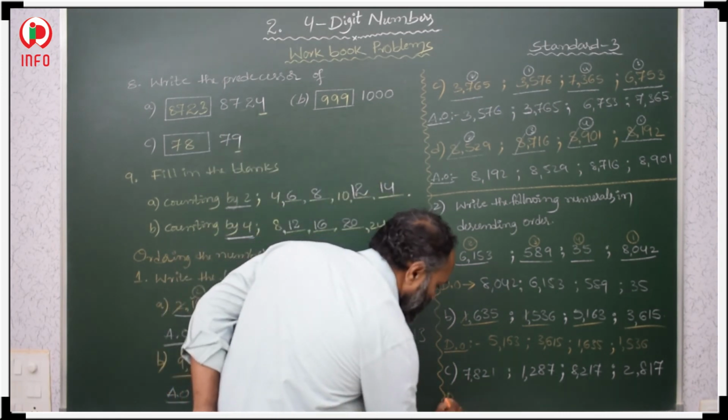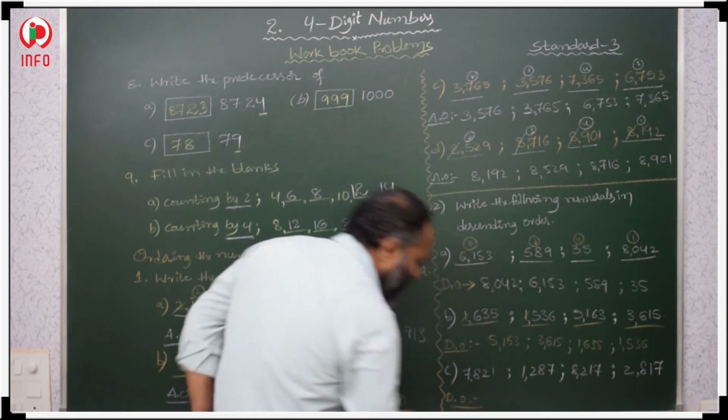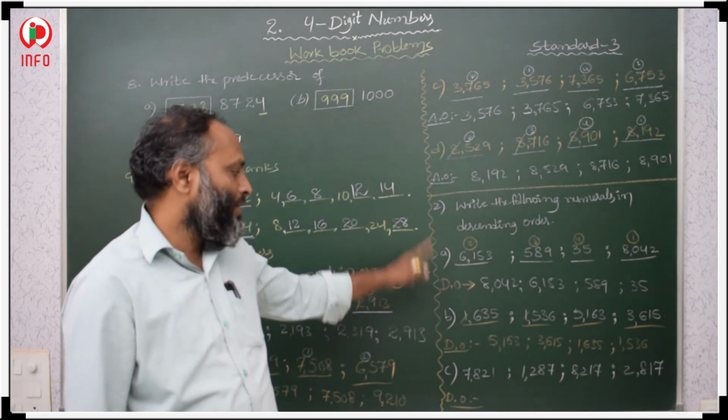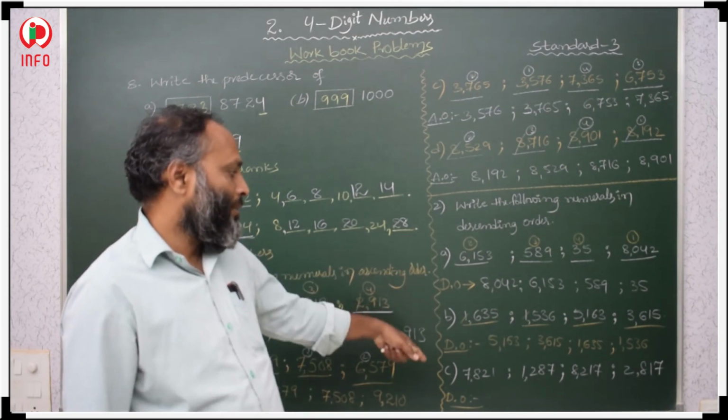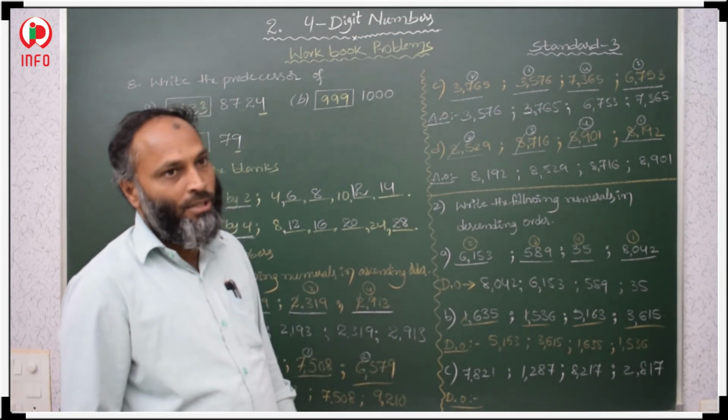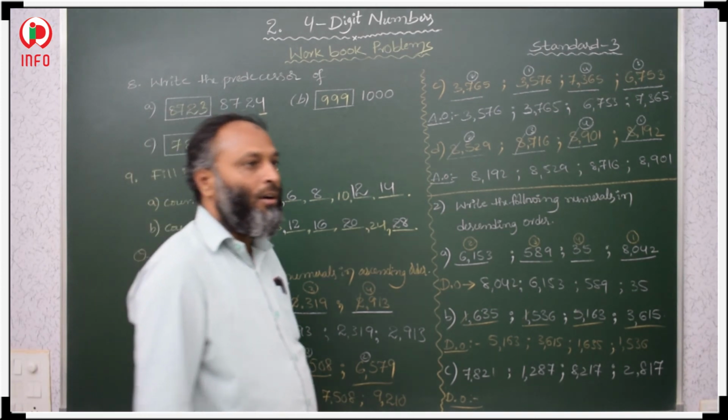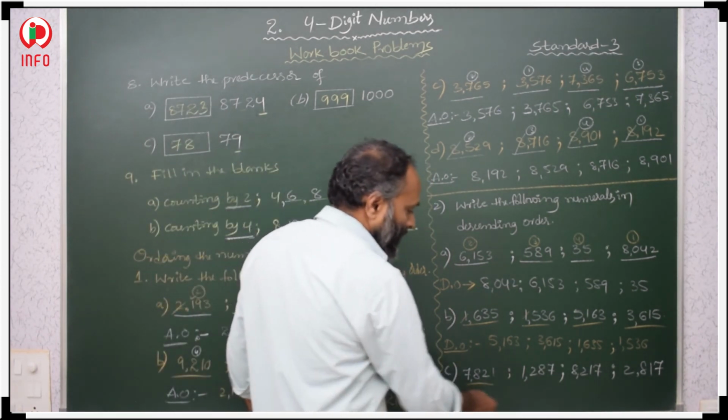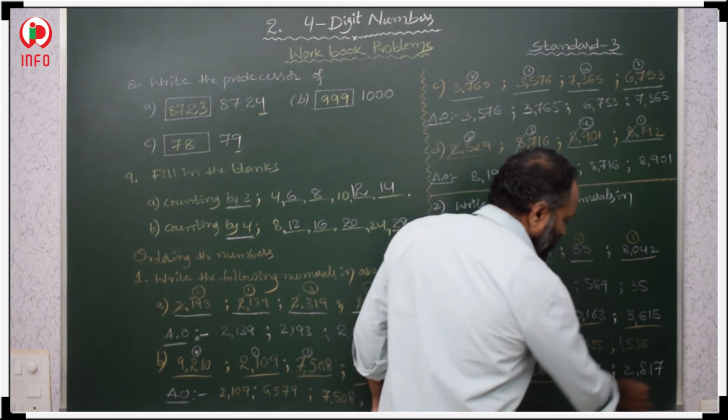Now the last descending order question. One more question is there in the textbook. Total 4 questions were given. So 3 questions I am showing on the board, and the remaining 1 question you do as your homework. This is first, this is second, this is third, and this is fourth.